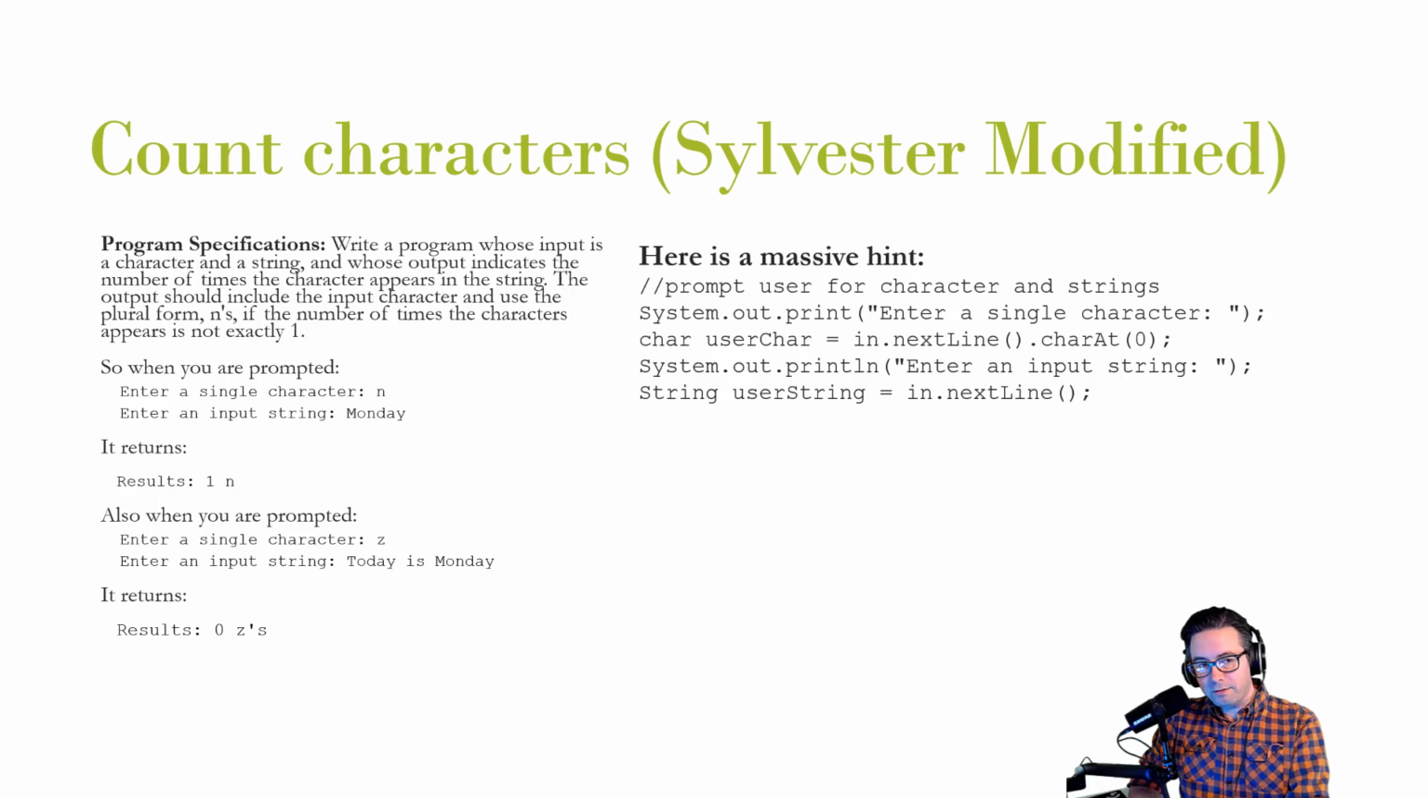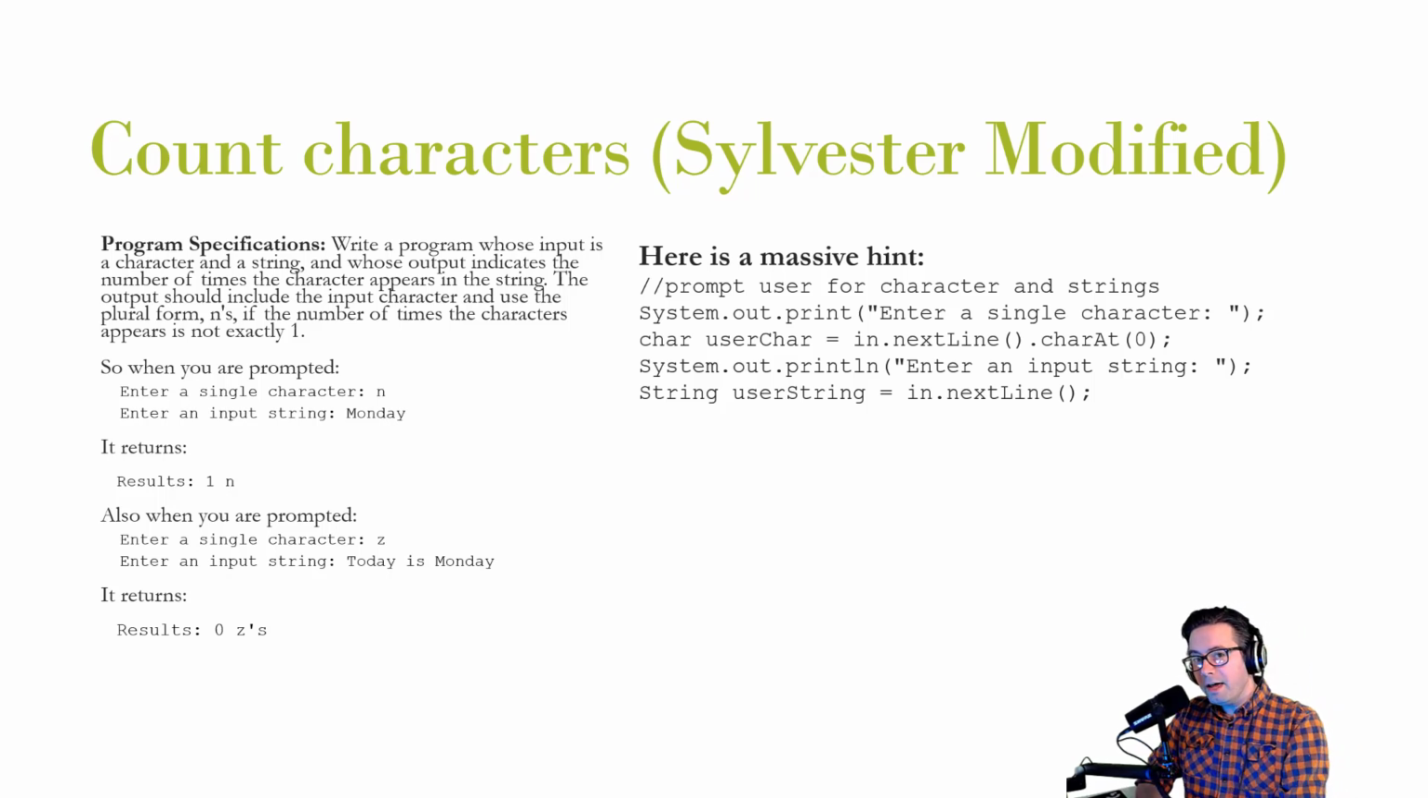Make sure you read the directions too. The idea is you count how many times it appears. And so you output the number, and then the character. And then it's apostrophe S if it's not one. Otherwise, it's just that character. Okay. So the two examples are over there that you can see.